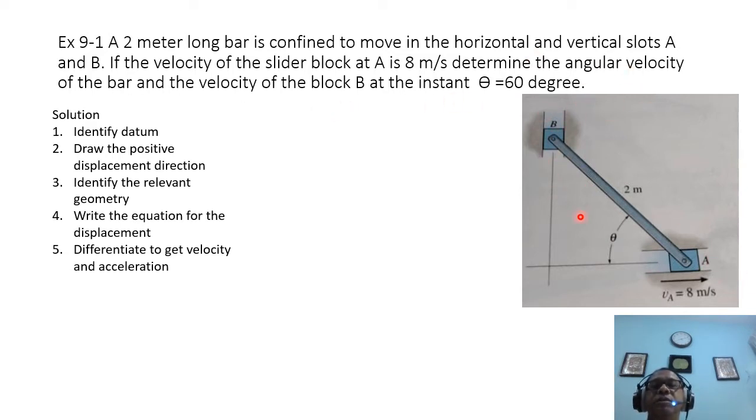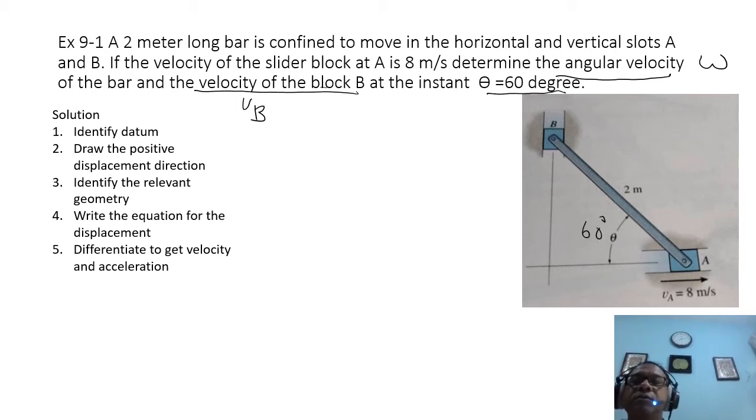Okay, so this is a vertical slot and a horizontal slot. If the velocity of the slider block at A is 8 meters per second to the right, determine the angular velocity of the bar and the velocity of the block B at the instant theta equals 60 degrees. So we are tasked to find the angular velocity omega and the velocity of block B, VB, at the instant where theta equals 60 degrees.